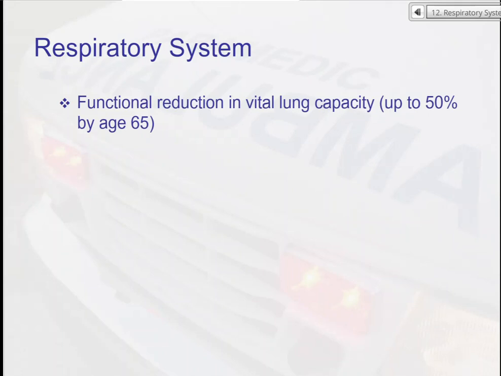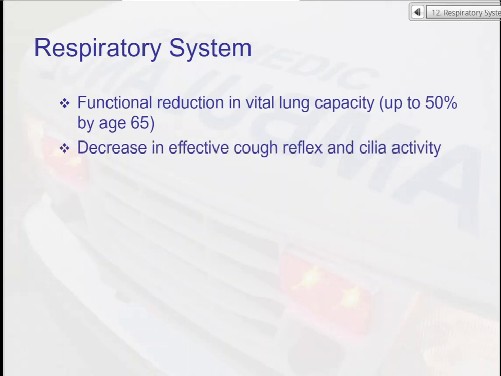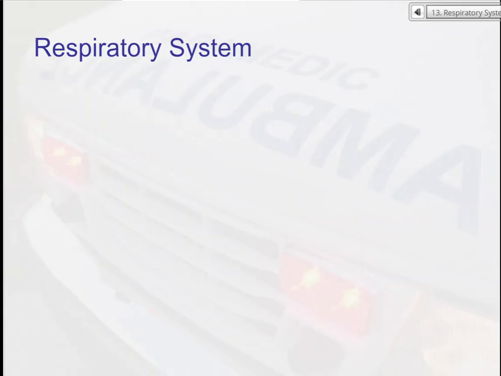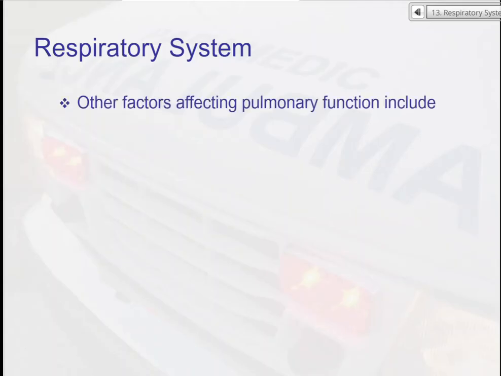Functional reduction in vital capacity up to 50% by the age of 65. That's pretty significant. With time, in the elderly, you see decrease in cough reflex and decrease in cilia activity, which puts people at higher risk for pneumonia and recurring infections. And other factors affecting pulmonary function include things like kyphosis.